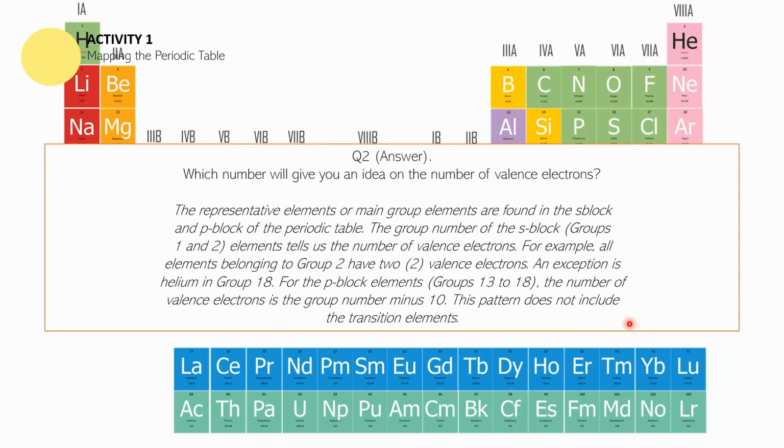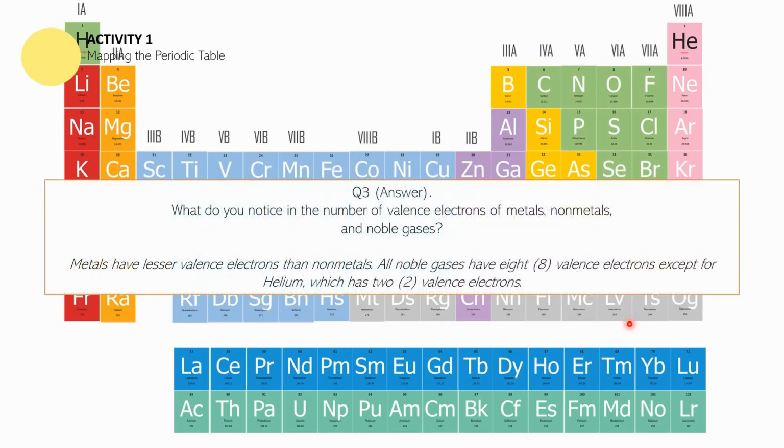Let us now continue with the answer to question number 3. The answer to question number 3, okay, must have the following elements. Metals have lesser valence electrons than nonmetals. All noble gases have 8 valence electrons except for helium, which has only 2 valence electrons. So that is the nature of your answer. That is supposed to be the nature of your answer for question number 3.